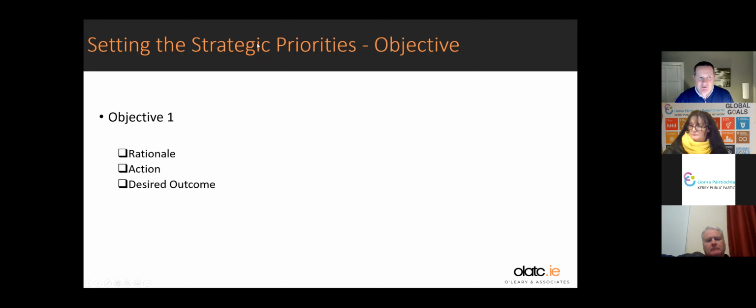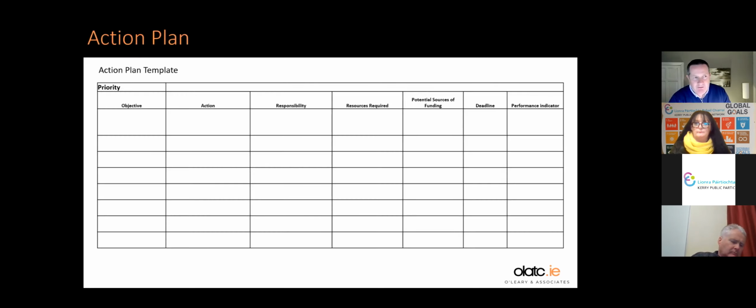So the 3 things we look at always is the reason behind it, prove that there's a need for it and that it's viable, then split the project into actions, and then look at the impact in terms of what the desired outcome is. So just on that, on the template I sent you out, the action plan template, this is a blank template. And it's something really important to use from a planning point of view, but also from a management point of view when you're managing your projects.